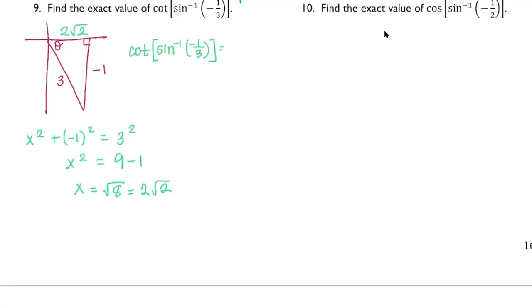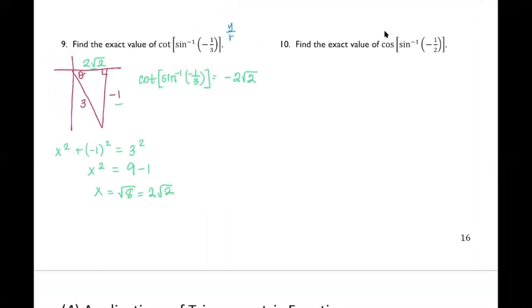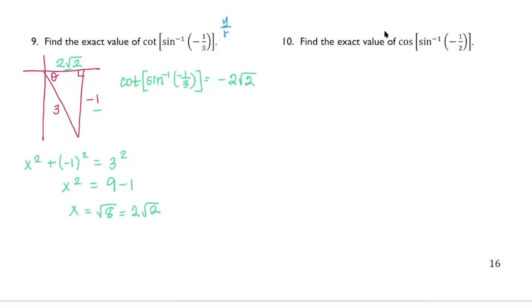And so cotangent is going to be the reciprocal of tangent. Tangent, remember, is opposite over adjacent. So that's -1/(2√2). But for cotangent, we need to flip that over. So we just get -2√2/1. So that is the answer, -2 square root of 2.